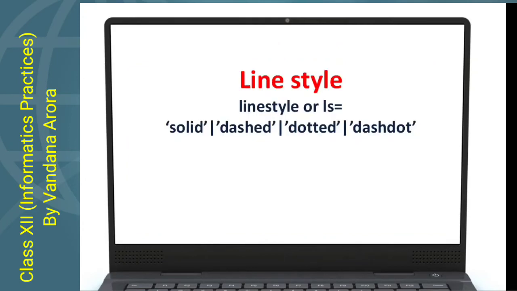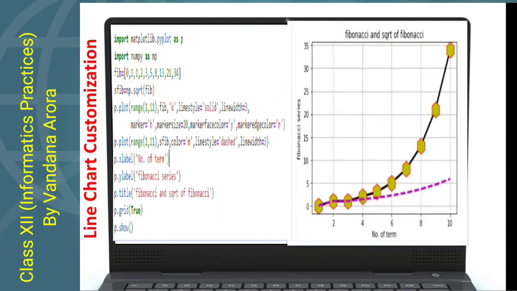Then we have different line styles available in Python. To change the line style, we write linestyle equal to, or we can write ls equal to, solid. Solid is the default line style. In case of a line chart, we can use the dashed style, dotted style, and dash-dot style. We have 4 line styles in Python for the line chart.